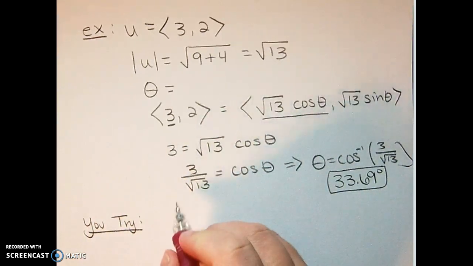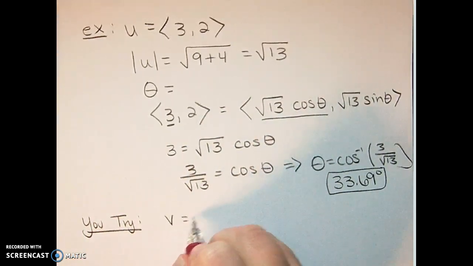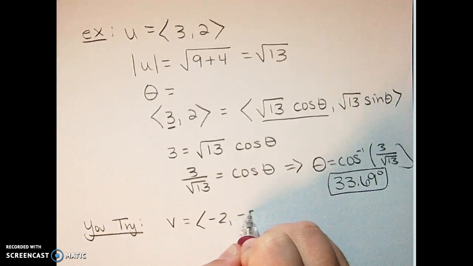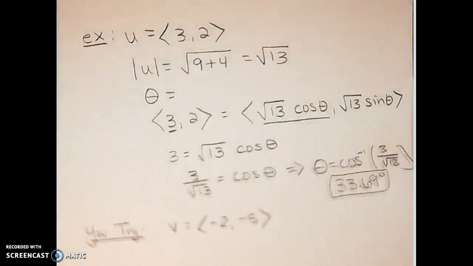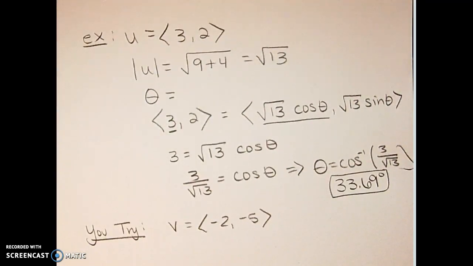this one. V is -2, -5. Find the magnitude and the direction angle. Pause the video to make sure you know how to do this, then unpause it and check your answer.